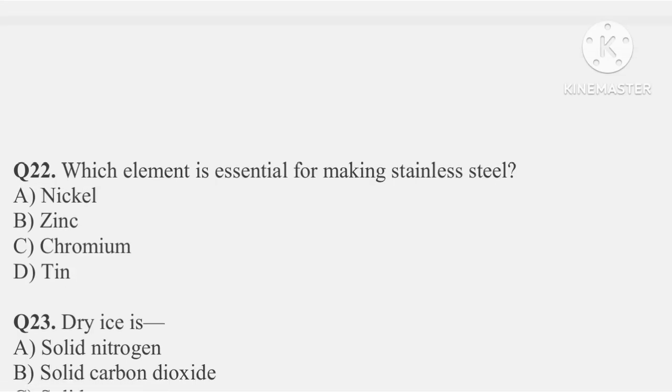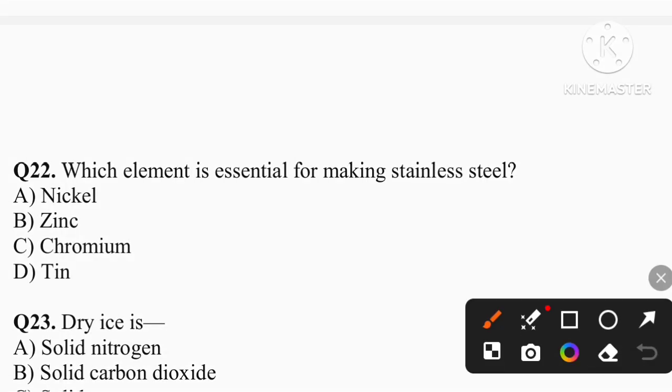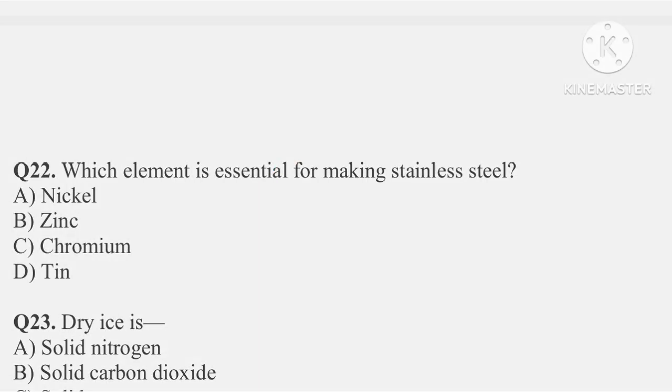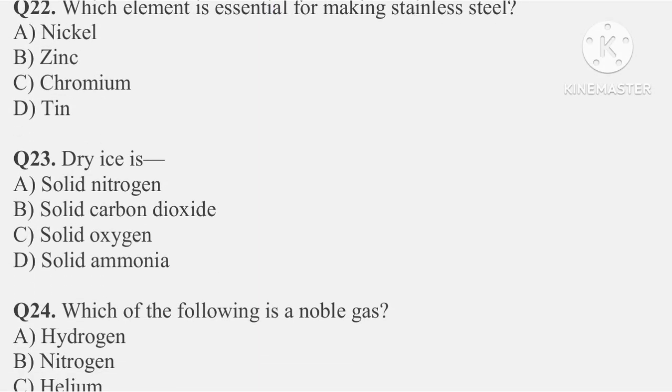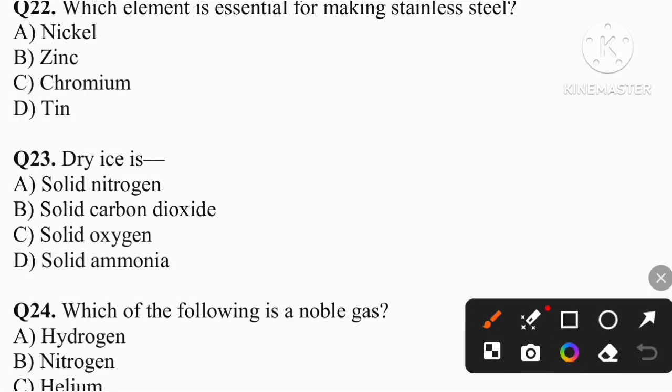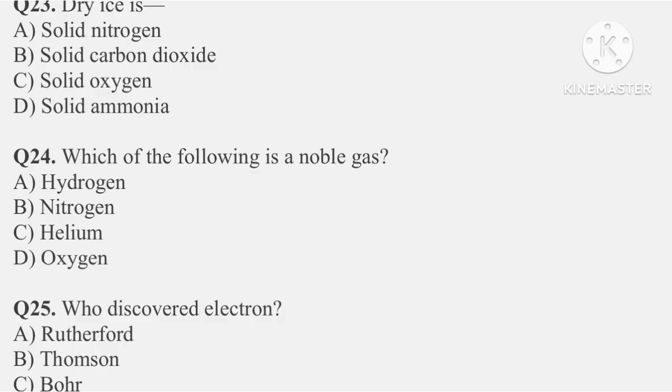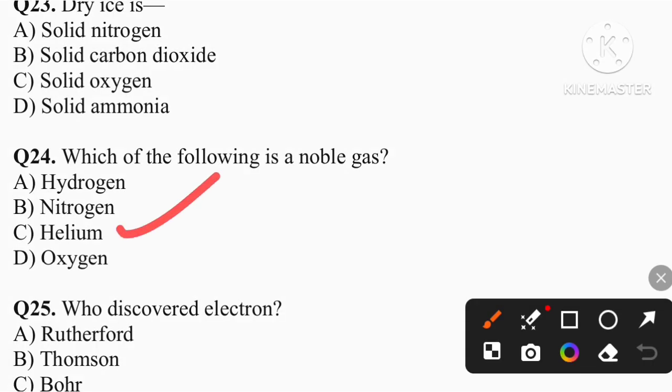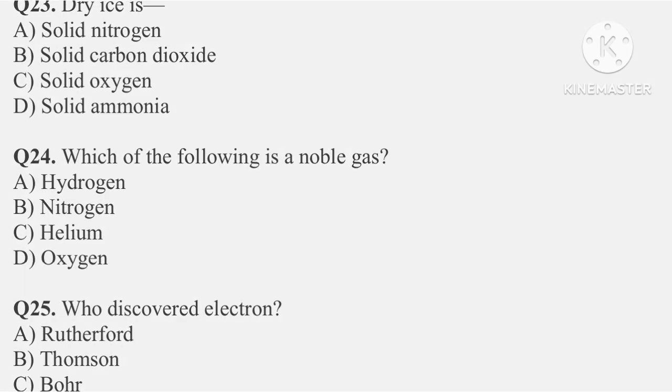Question number 22, which element is essential for making stainless steel? So the answer is option C, that is chromium. Question number 23, dry ice is solid carbon dioxide, that is option B. Question number 24, which of the following is a noble gas? So the helium, that is option C, is the noble gas.